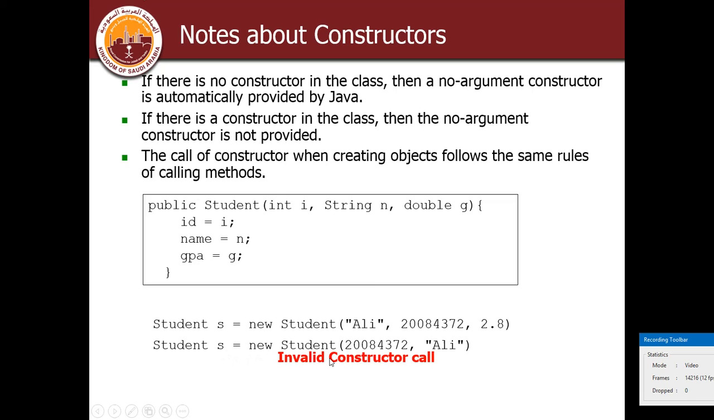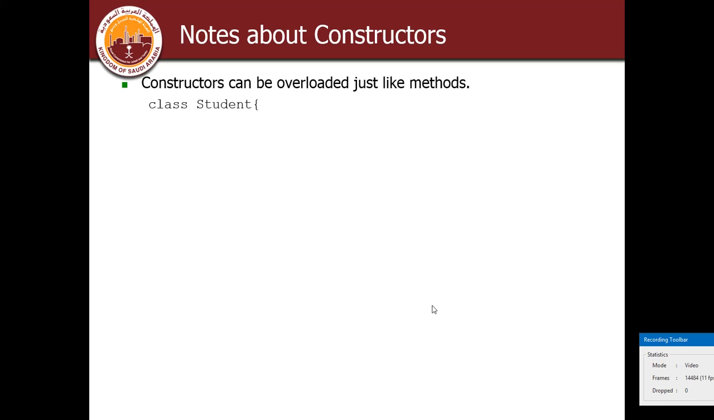Same thing, s is equal to new Student. Now it has 2 arguments only because I have defined 3 parameters. So again it's an invalid constructor call. The last one is a valid constructor call. First is integer type, second argument is a string, and the third one is double. So it's a valid constructor call. All right.